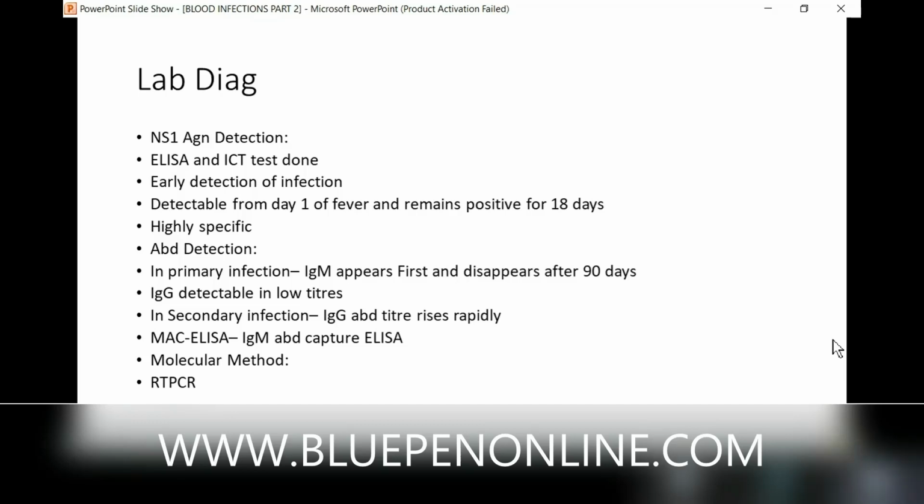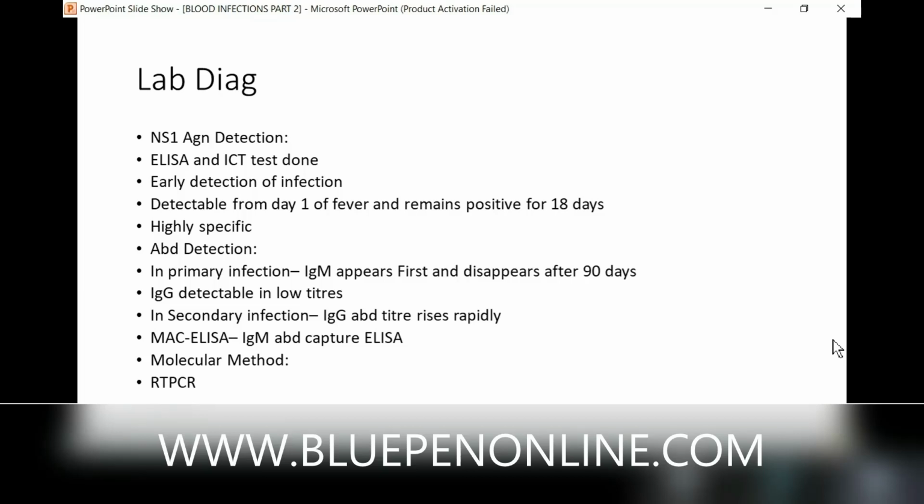That is a feature of dengue. So how is the NS1 antigen detection test done? We do it with ELISA or an immunochromatographic test. It allows early detection of infection, detectable from day 1 of the fever and remains positive up to 18 days. It's a highly specific test: if the patient is positive, it will show positive. If the patient is negative, then we must do other tests like the antibody detection test.